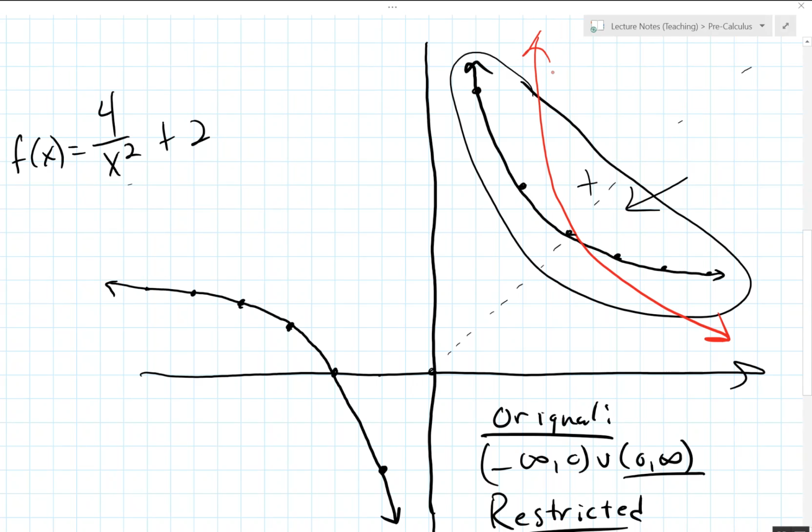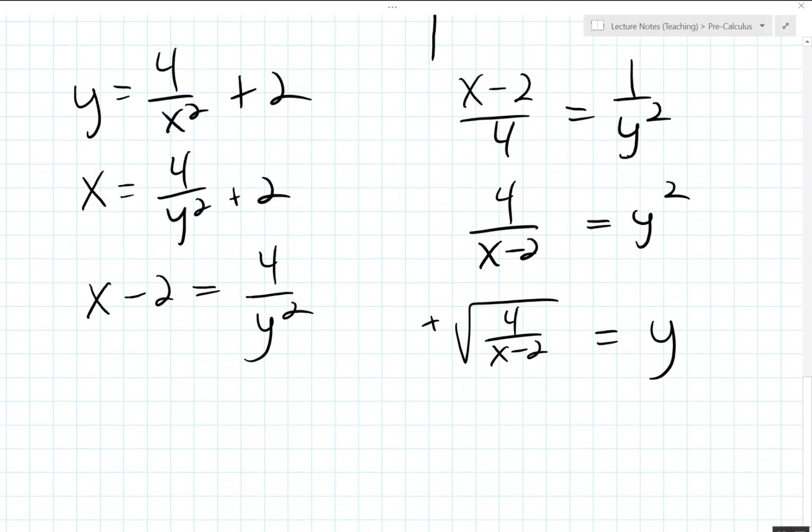Actually, that's not bad, except it should have gone through this point a little nicer. But that's approximately what it's going to look like. It's actually not very far off. So that's how you find inverses. That's the last of this section. So I will see you in class.